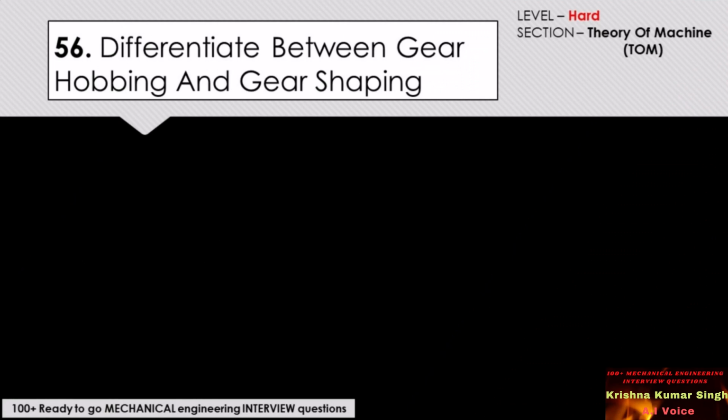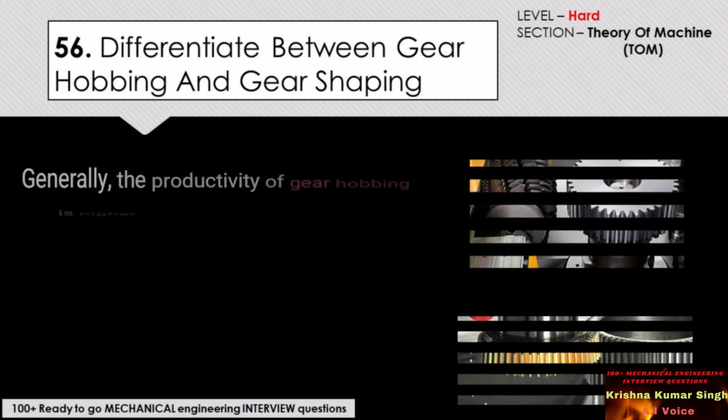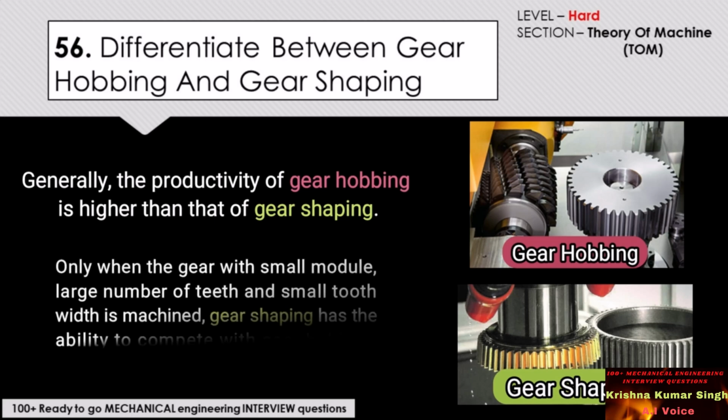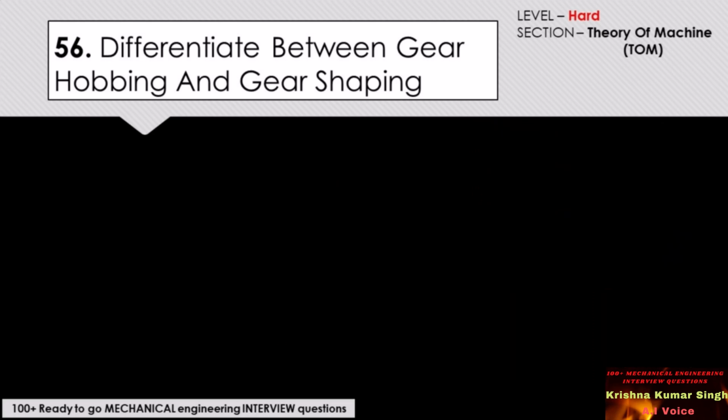Differentiate between gear hobbing and gear shaping. Generally, the productivity of gear hobbing is higher than that of gear shaping. Only when the gear with a small module, large number of teeth and small tooth width is machined, gear shaping has the ability to compete with gear hobbing.